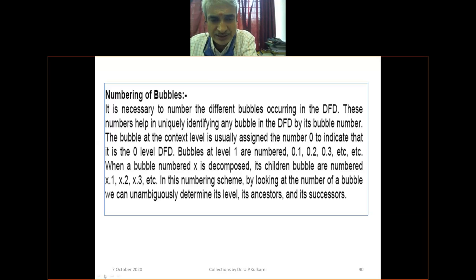Wait, I'll use marking. Yeah, here you can see 0.1, 0.2, 0.3, etc. When a bubble numbered x is decomposed, right?